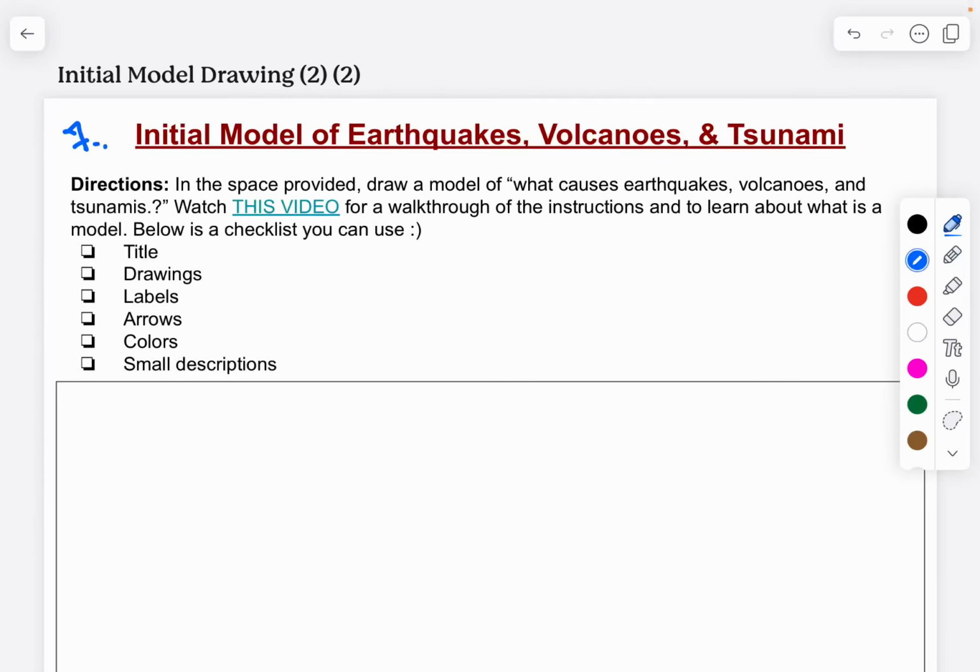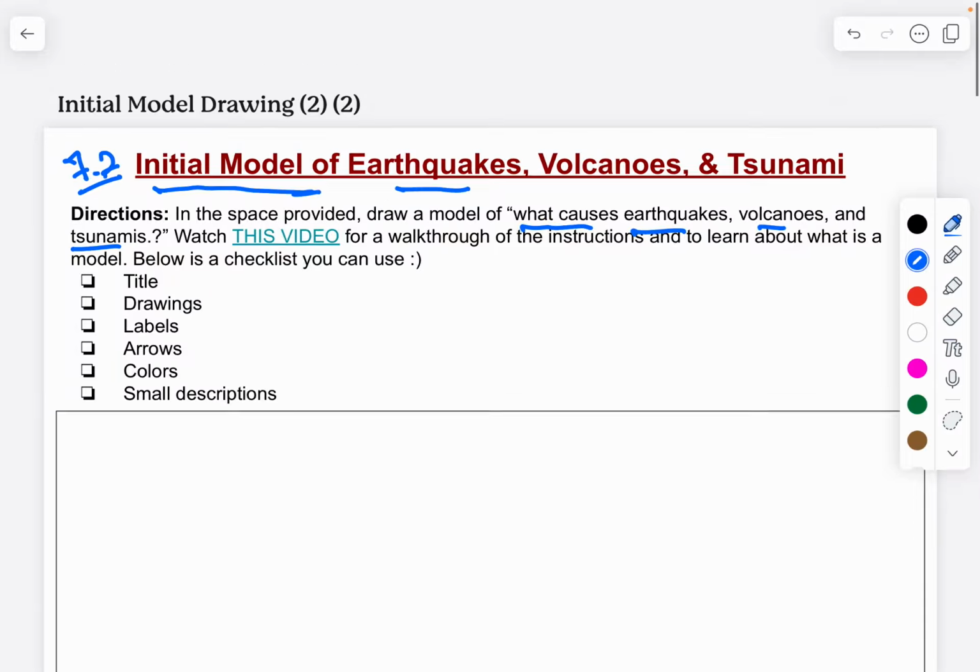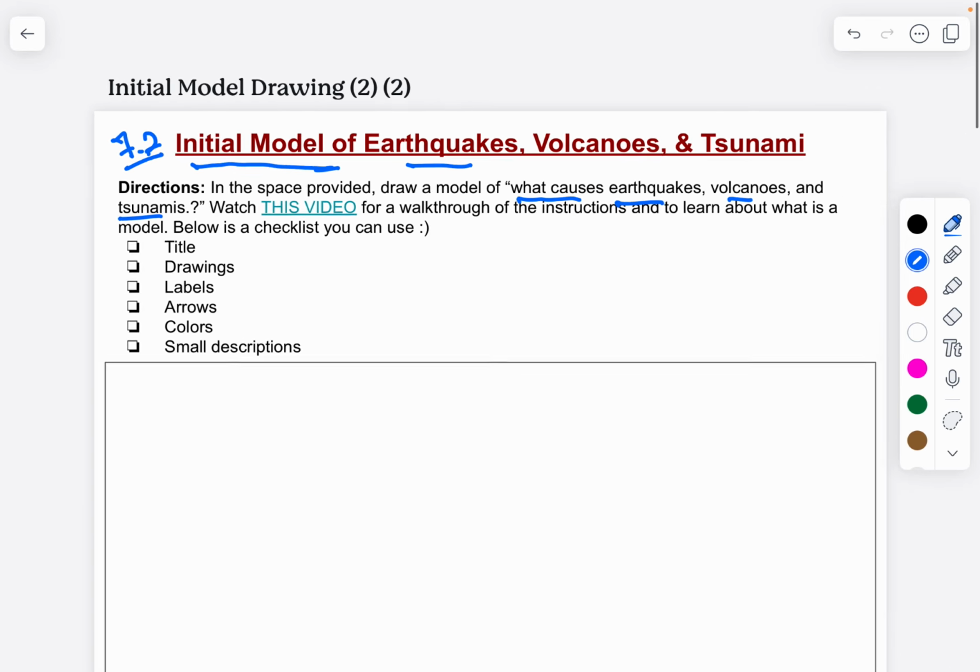This is assignment 7.2. Folks, what you are going to do in this assignment is draw an initial model of specifically what causes earthquakes, volcanoes, and tsunamis. What do you think is causing these three phenomena? Well, these three, maybe we call them natural disasters, right? What you're going to do is watch the video, which you're probably doing right now, and you are going to draw this model.